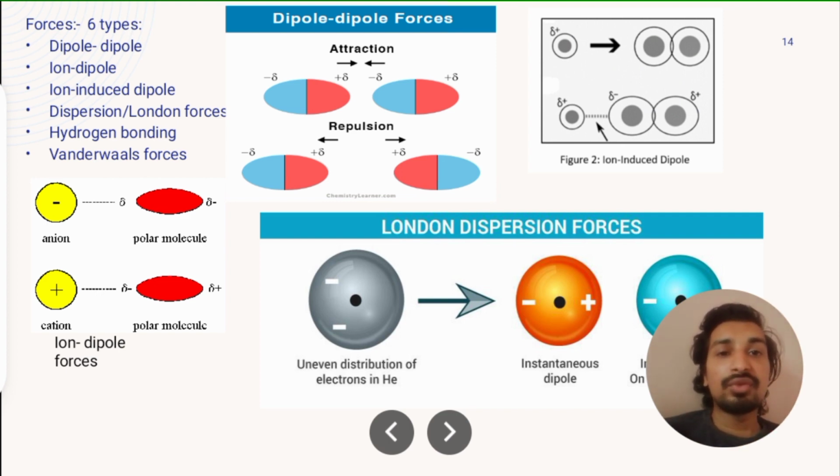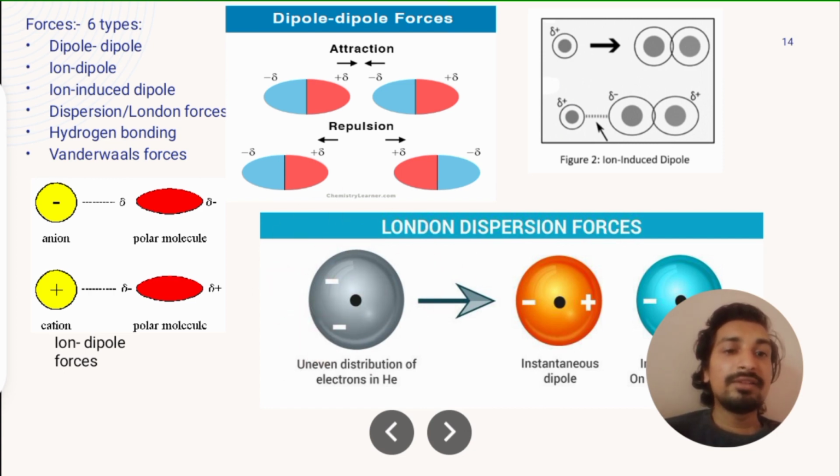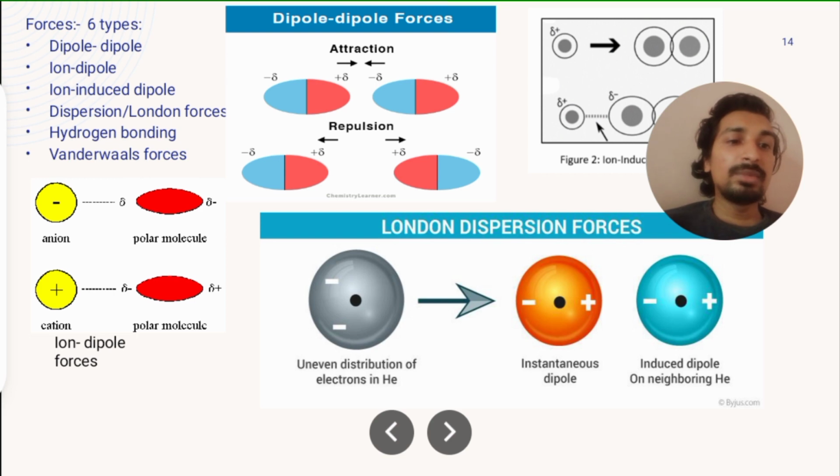Then you have ion-dipole forces. An anion forms with a polar bond, and a cation with a polar molecule's negative side joins the positive charged element. Next you have London dispersion forces, where there is an uneven distribution of electrons. Because of that, there is an instantaneous dipole and an induced dipole on the neighboring helium. So on the neighboring helium there will be an induced dipole.